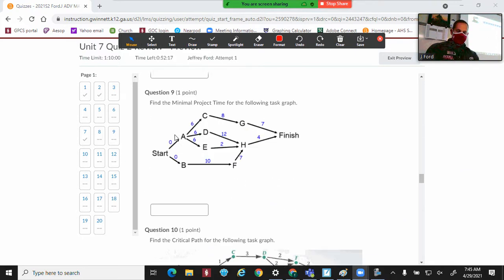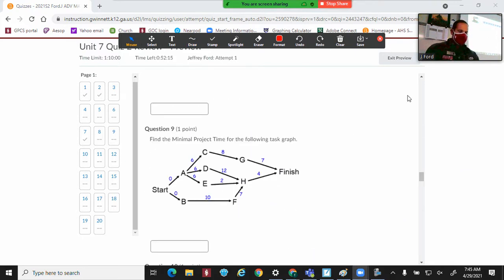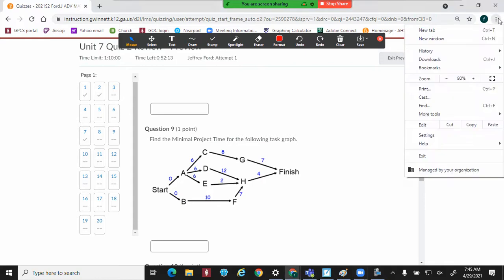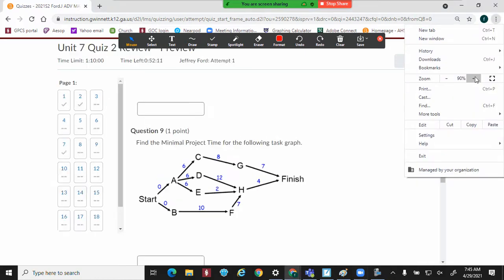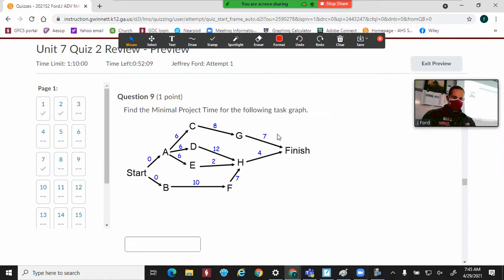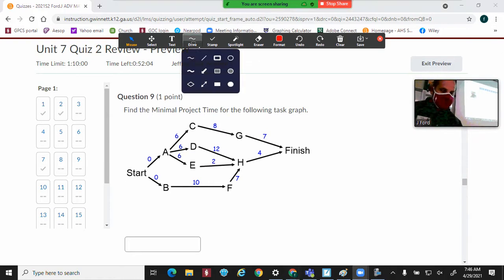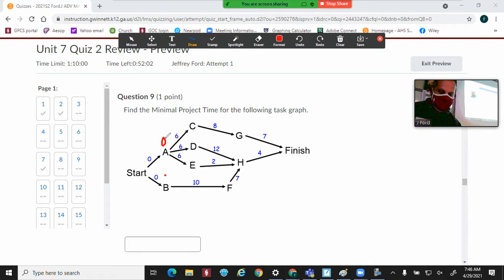All right. Let's look at this one. Same exact thing, same exact concept. Let's see if I can zoom in a little bit to make it bigger. We're going to speed up a little because this is the same exact question. First off, A and B would be 0 because start is pointing at 0. Whatever start is pointing to, it starts at 0. C, D, and E would be 6 because there's only one arrow going to it. G would be 14 because 6 plus 8 is 14.